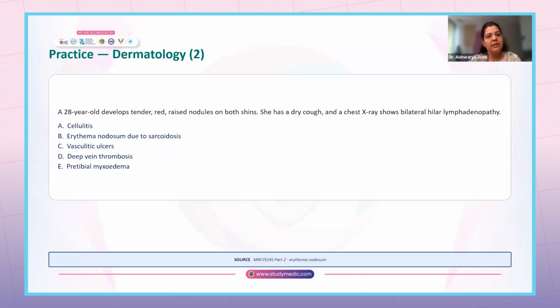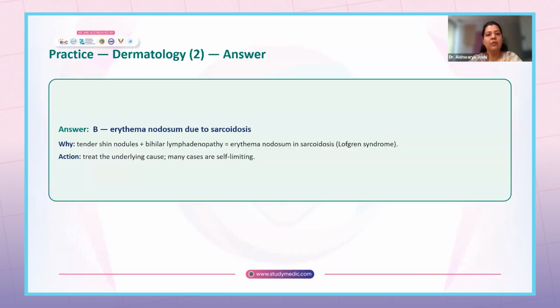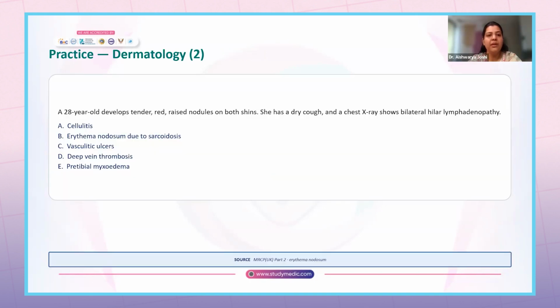A 28-year-old develops tender, raised red nodules on both shins. She has a dry cough. Chest X-ray shows bilateral hilar lymphadenopathy. What is the diagnosis? Very clear. It is erythema nodosum due to sarcoidosis. Tender shin nodules with bilateral hilar lymphadenopathy is Löfgren syndrome. And you need to treat the underlying cause. The underlying cause of erythema nodosum here is sarcoid. It could be TB, it could be drug, it could be idiopathic.